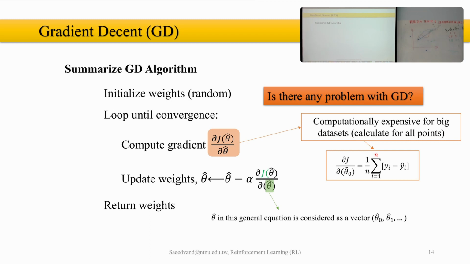Now we saw gradient descent, right? If we summarize it in the form of an algorithmic presentation, it looks like this. If you want to summarize the gradient descent algorithm, what we said is we first initialize the weights, usually randomly.